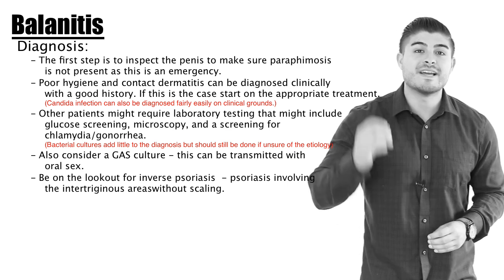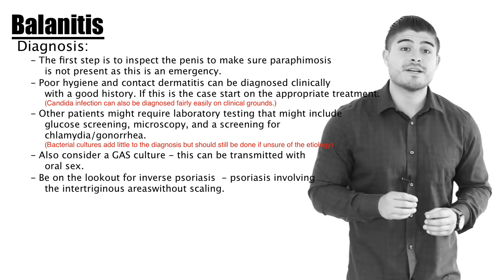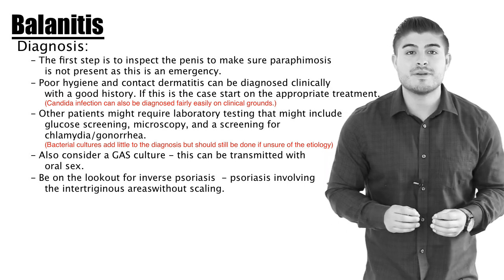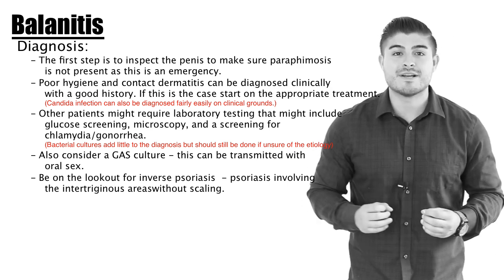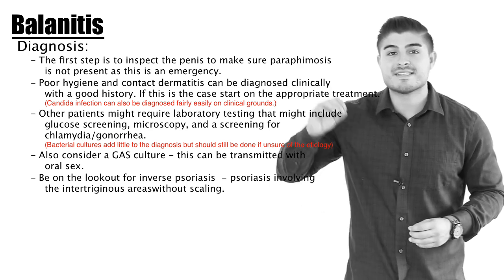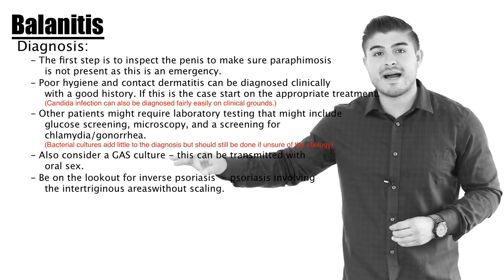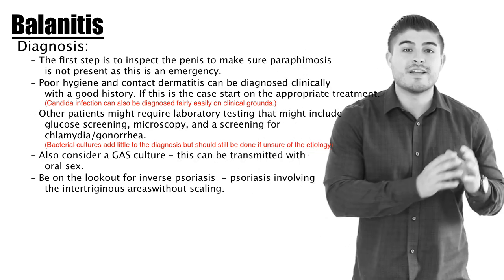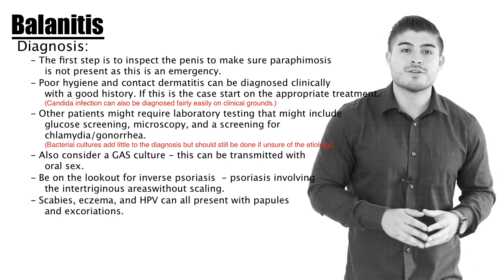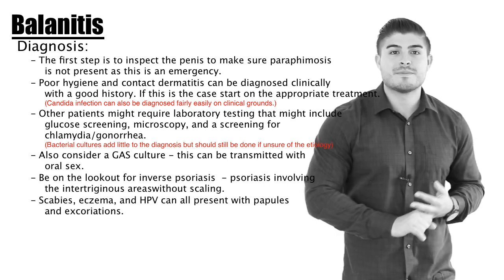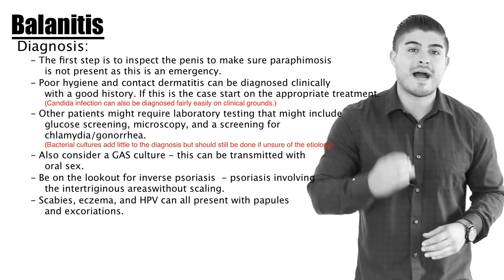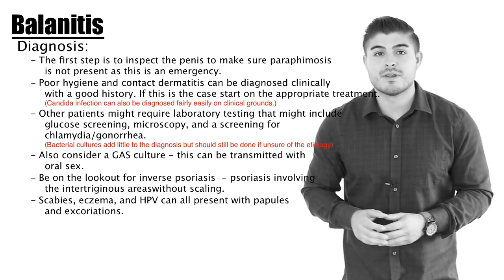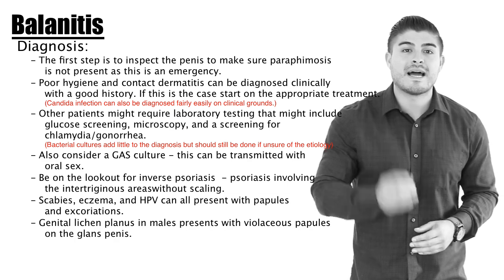Also be on the lookout for inverse psoriasis. Inverse psoriasis presents a little bit differently than the classic presentation of psoriasis. This is going to be noted in the intertriginous areas, and it's not going to have the scaling or the silver plaques that are normally associated with classic psoriasis. Also, scabies and HPV, these types of infections are also going to present with papules, and with Balanitis-like symptoms.